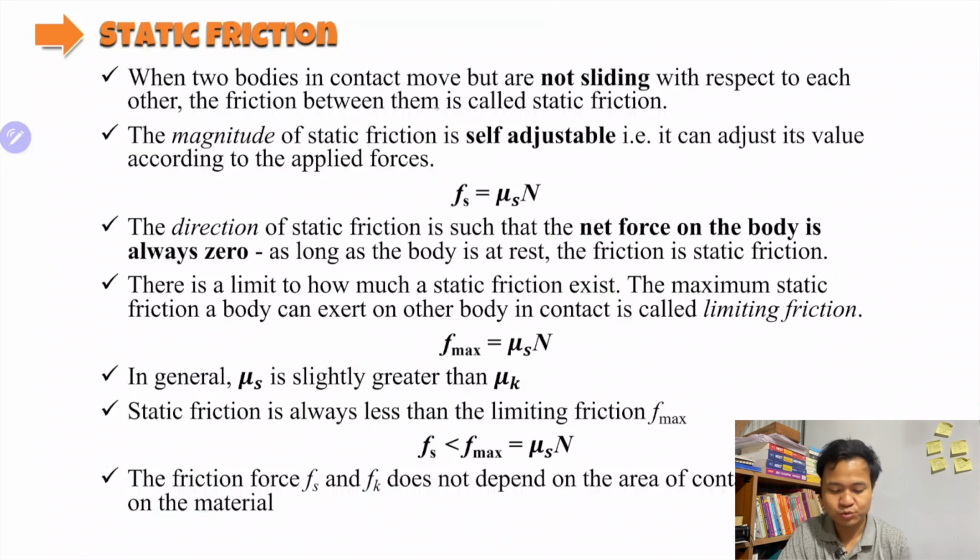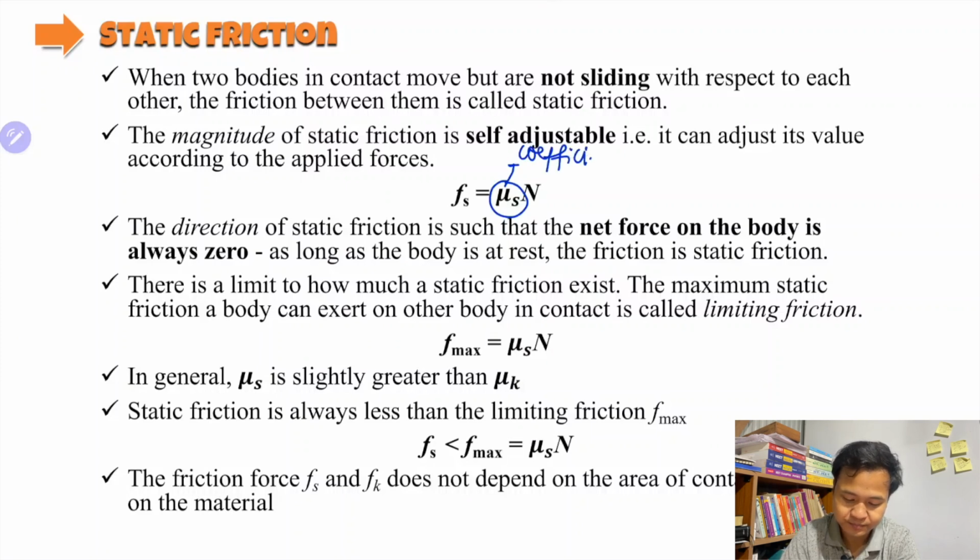So when the two bodies are in contact, they are not sliding. Both of them are at rest. Static basically means rest. So you have static friction. The magnitude of static friction has the same formula, mu into N. In the case of static friction, you have mu s.